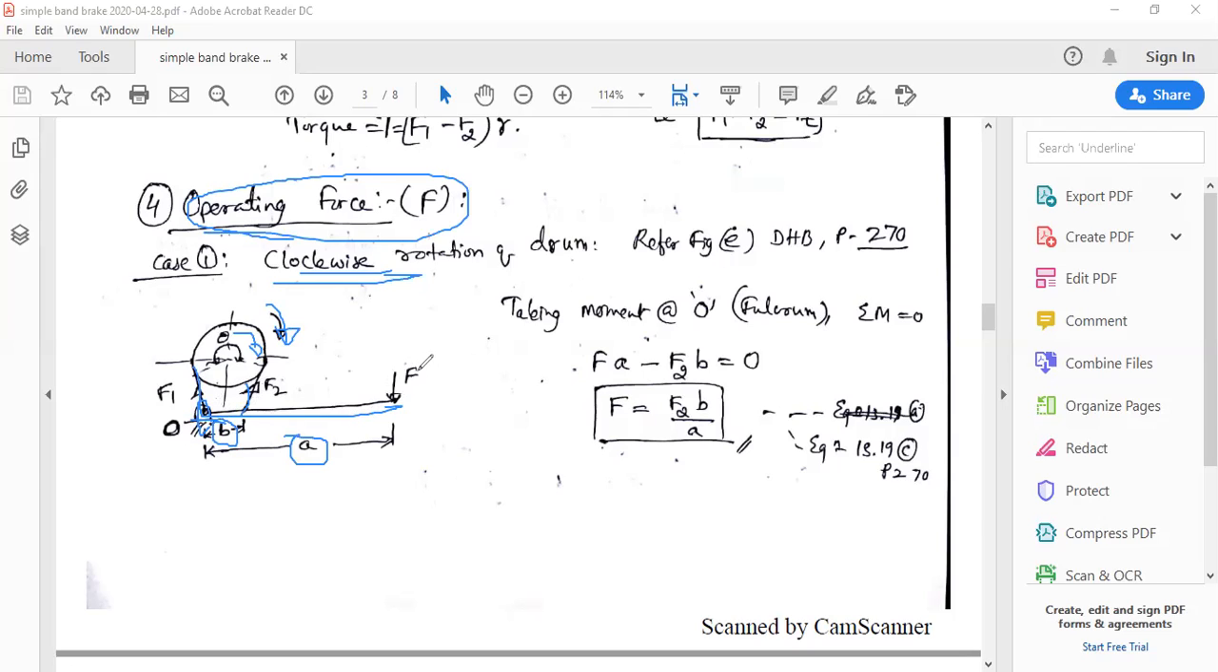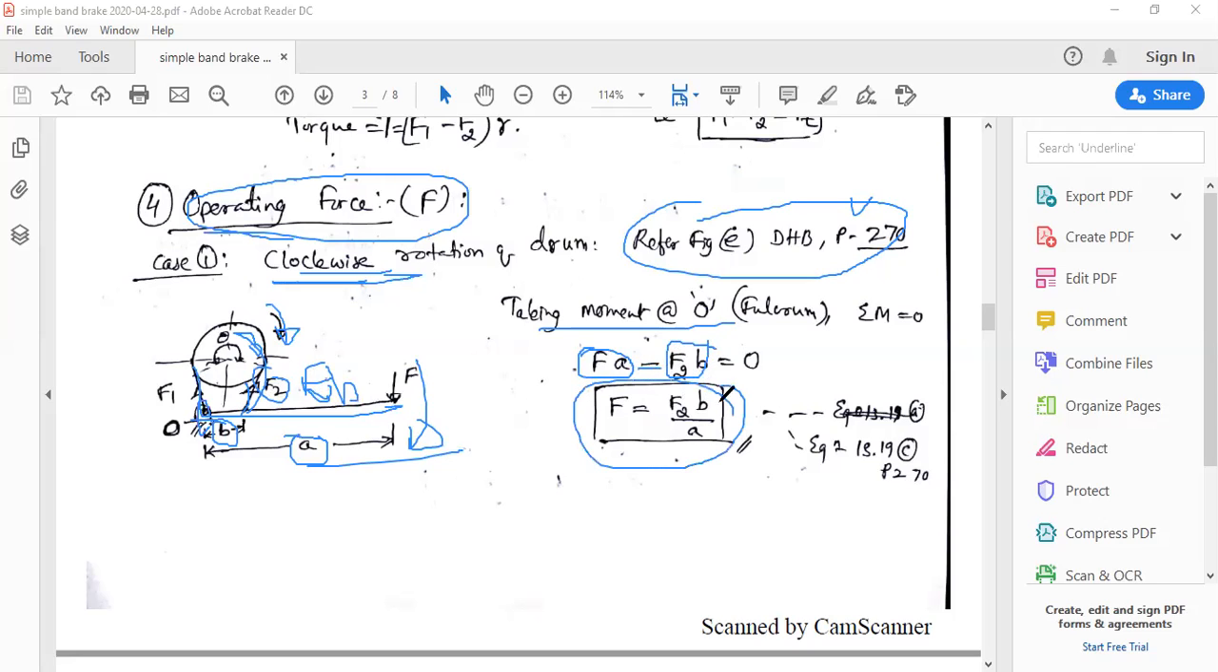A is the distance of F from the fulcrum point and B is the distance of the end of the band from the fulcrum. Since it is rotating in the clockwise direction, this resembles figure E of the data handbook, page number 270. Taking moments about point O, we get F into A, and there is a moment given by F2 into B. Both have opposite directions, hence it is minus.